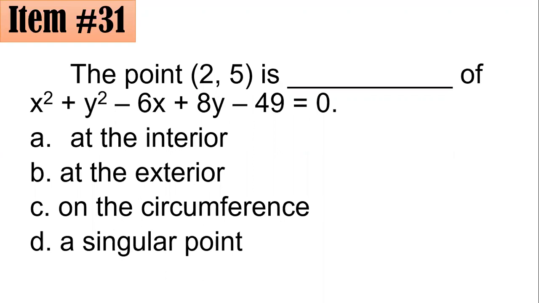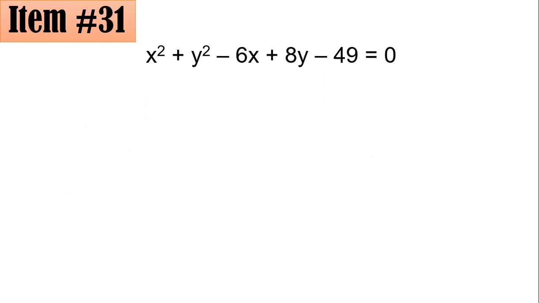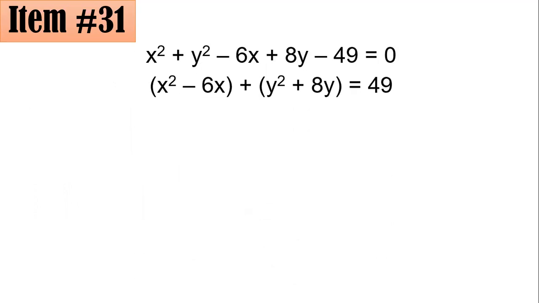There are many ways of doing this. One way is that you could express this equation of the circle in standard form. Grouping the terms with x and the terms with y, and isolating the constant on the right-hand side, we have x squared minus 6x plus y squared plus 8y equals 49.